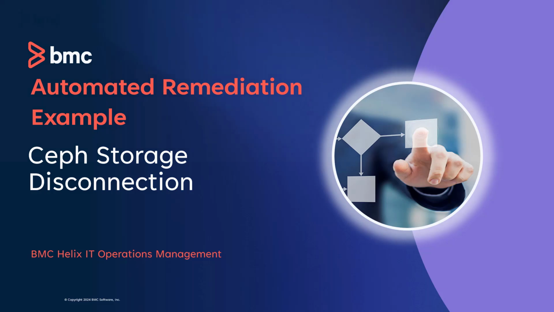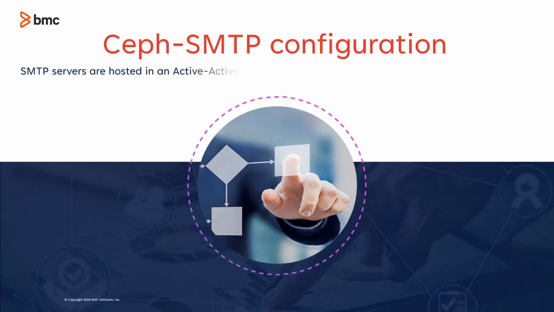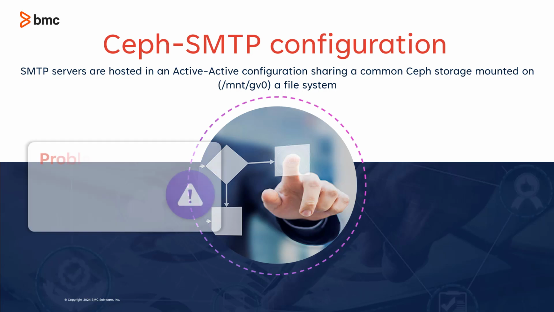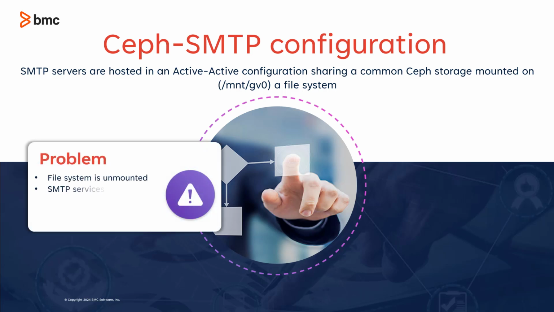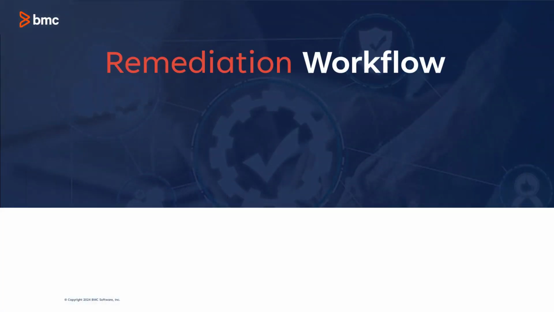The SMTP servers are hosted in an active-active configuration, sharing a common Ceph storage mounted on a file system. The problem is caused when the file system is unmounted, causing the SMTP service disruption, as the Ceph storage is disconnected for read-write actions. The remediation is to reboot the SMTP server, which fixes the mount point and restores the connection. Watch and learn the entire remediation event workflow from start to end.